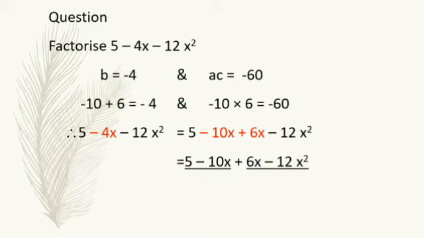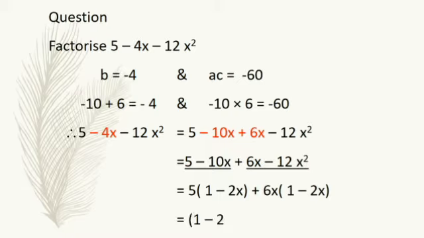By taking out the common factor from each group, we get 5 into (1 minus 2x) plus 6x into (1 minus 2x). Now 1 minus 2x is common to both the groups. So that is equal to (1 minus 2x) into (5 plus 6x).